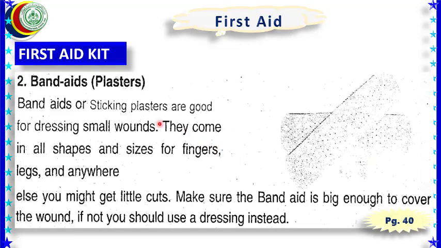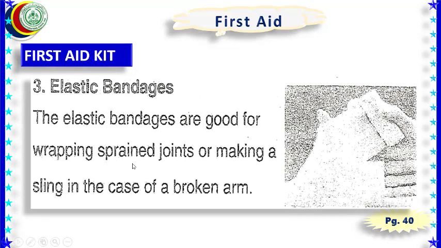Dear students, band-aids, plasters to cover the wound should be there. Band-aids or sticking plasters are good for dressing small wounds. They come in all shapes. They should be there in the first aid kit. Other than that, there should be elastic bandages also. The elastic bandages are good for wrapping sprained joints or making a sling. You have seen the sling first in the case of a broken arm.